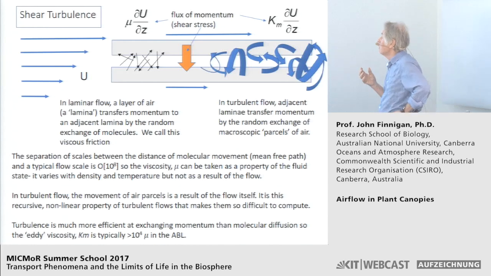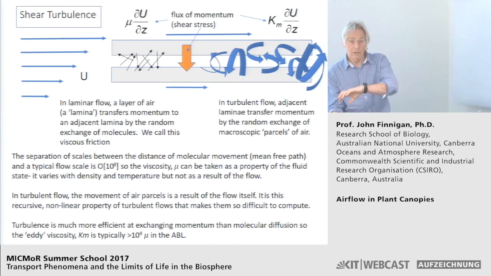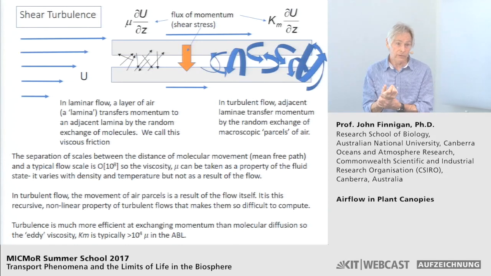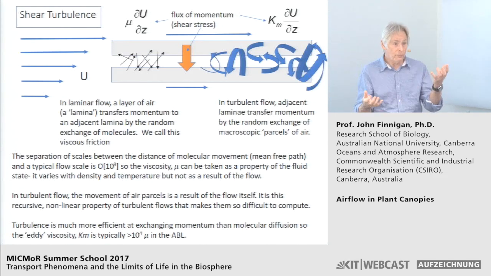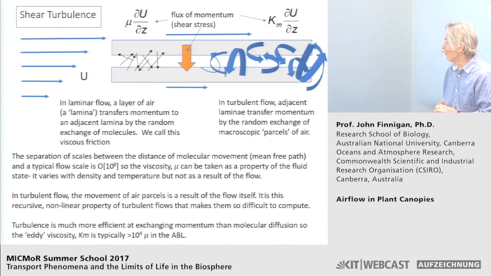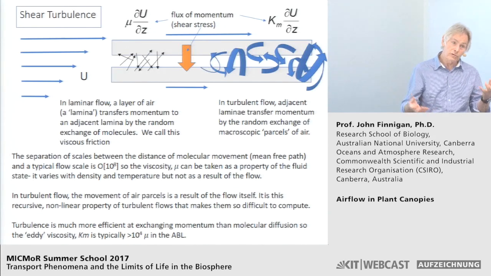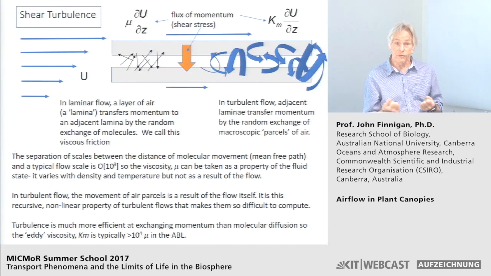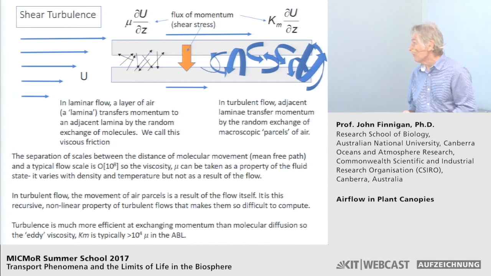In turbulent flow, the adjacent laminae transfer momentum by sending macroscopic lumps of air between the fast and slow moving fluids. But in turbulent flow, the movement of these parcels or lumps, or whatever I'm going to call them, I'll probably think of other nouns through this talk, is a consequence of the flow itself. And it's this nonlinear recursive property of turbulent flow that makes it so difficult to calculate, because the rate at which these parcels of air are exchanged depends on the flow itself. It's the rate of exchange of the parcels which determines the shape of the flow.